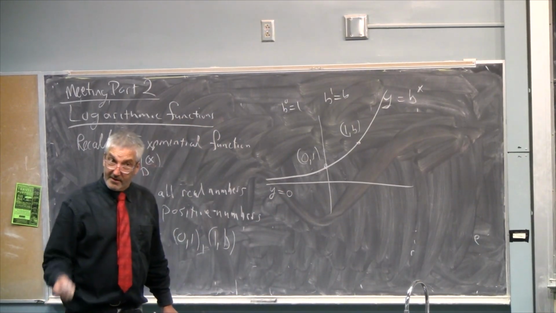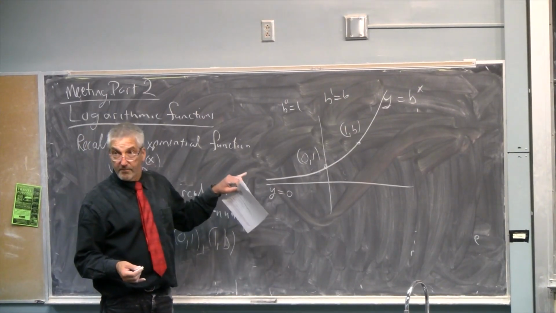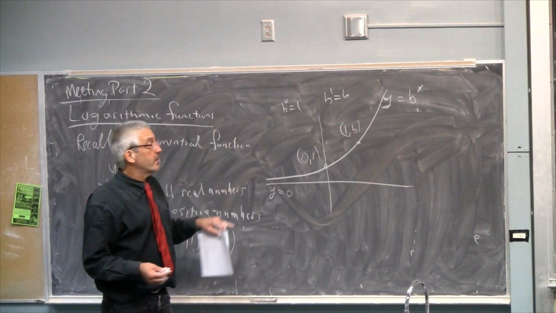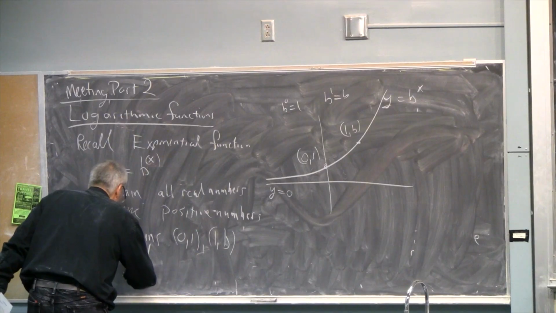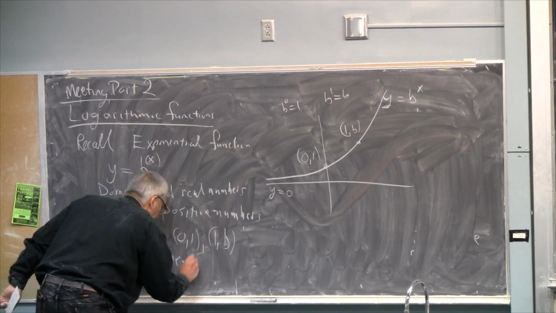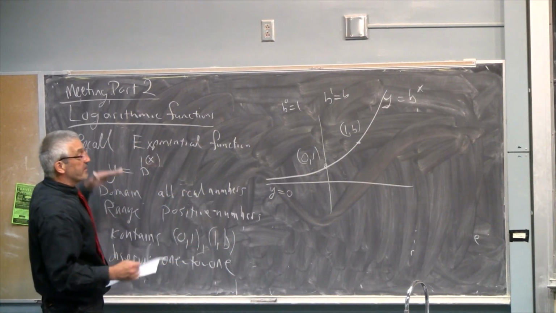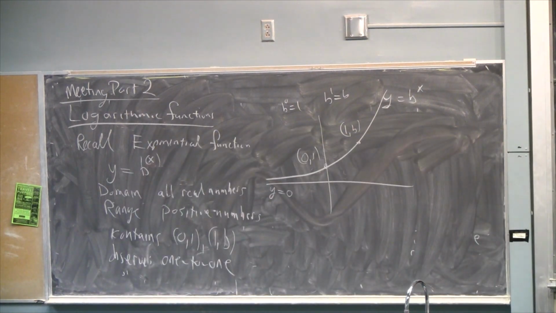Now, pertinent to today's discussion is, notice this. This graph passes the horizontal line test. It's 1 to 1. It's a 1 to 1 function. There is no horizontal line that touches that graph more than once. So we know that the inverse function exists.